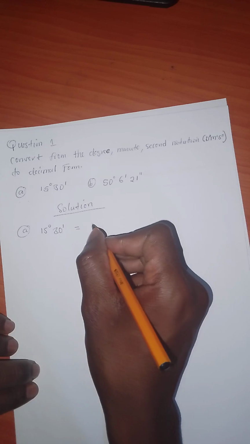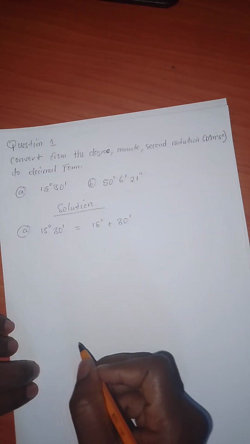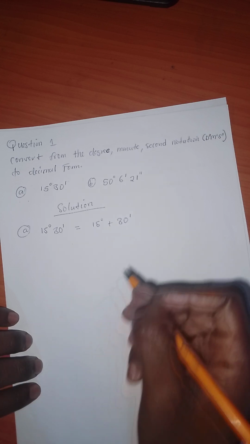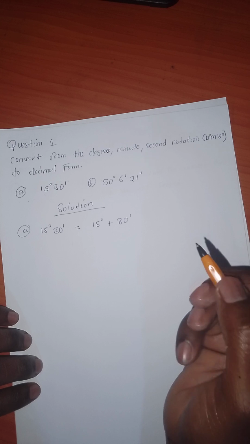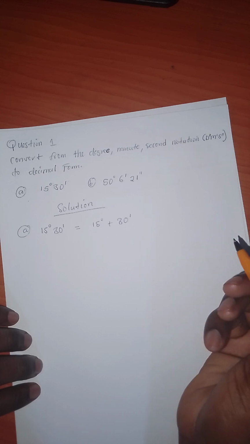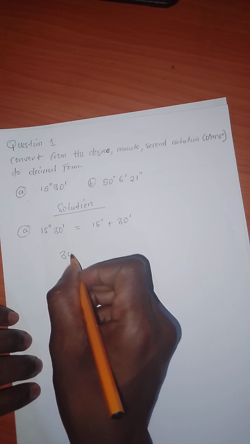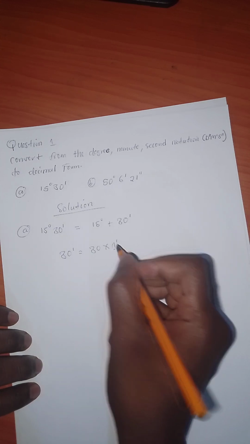This is the same as 15 degrees plus 30 minutes. To convert into decimal form, the only thing we need to convert in this case is the 30 minutes. So how do we convert the 30 minutes? Converting this is the same as 30 multiplied by 1 minute.